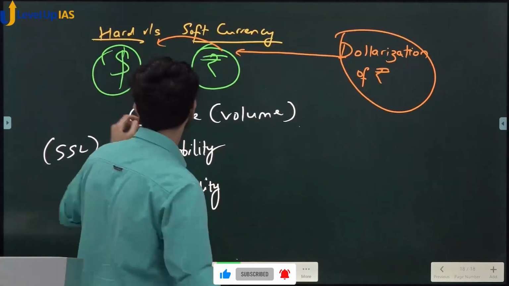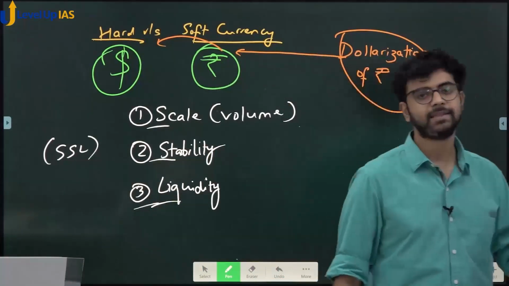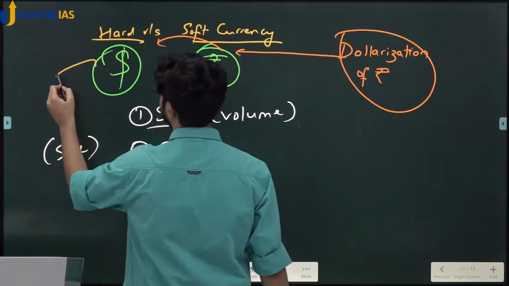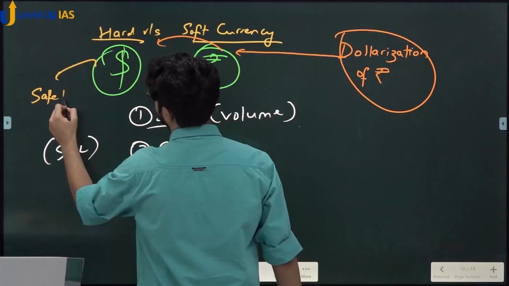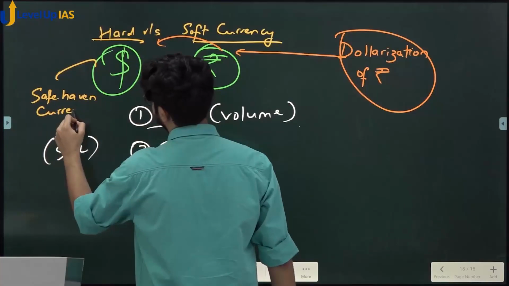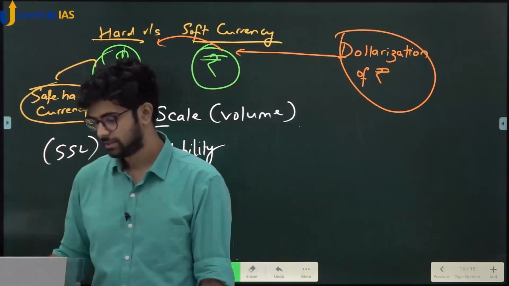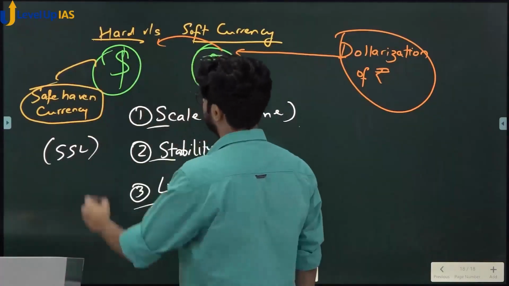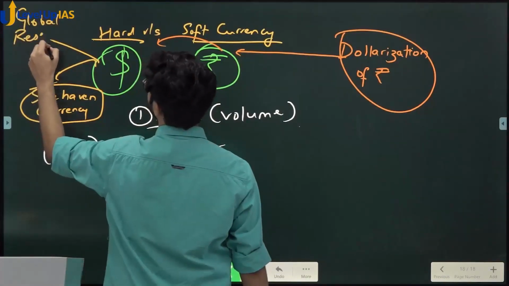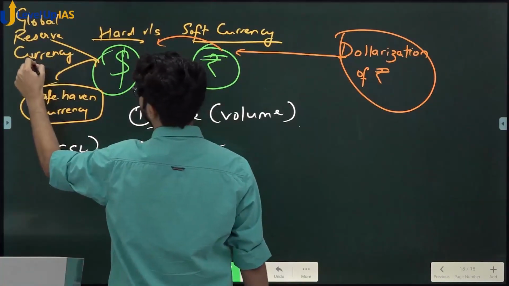Now think from a foreign investor's point of view. What is safer? Possessing rupees or possessing dollars? Possessing dollars is safer. So that is why it is also called a safe haven currency. I hope you know it is not heaven, it is haven. Dollar is also called a reserve currency, a global reserve currency. I wrote many names while reading, so I thought I would tell you. But honestly, these are not that important from the UPSC point of view.